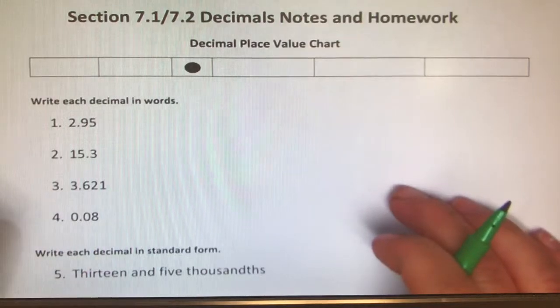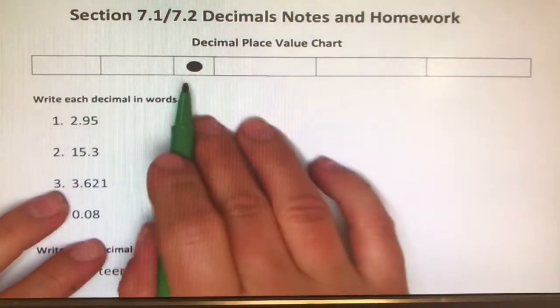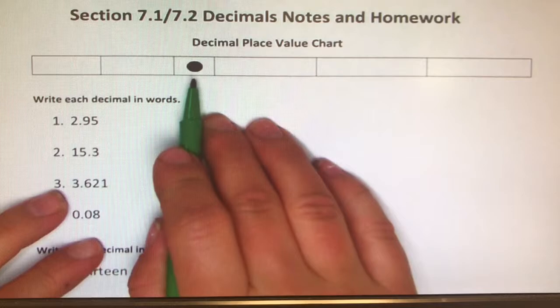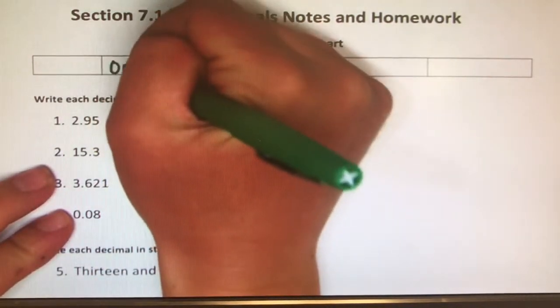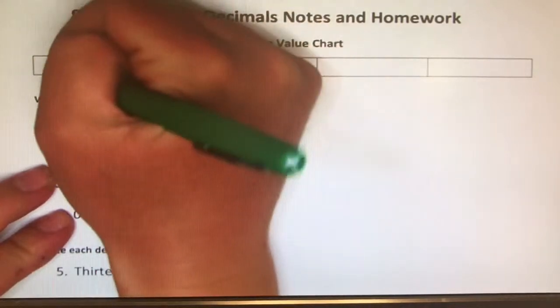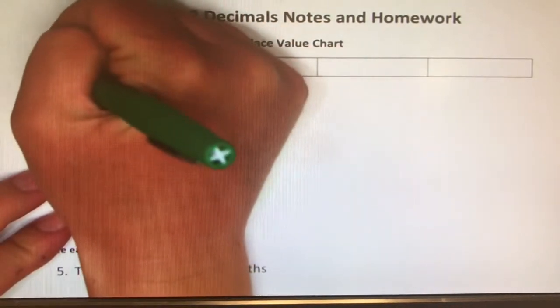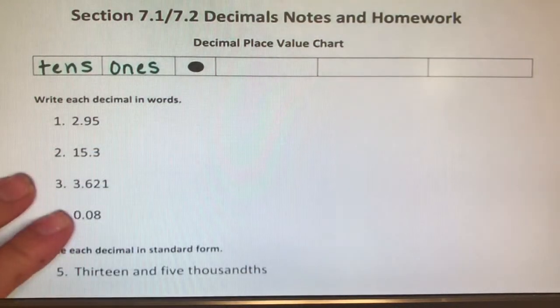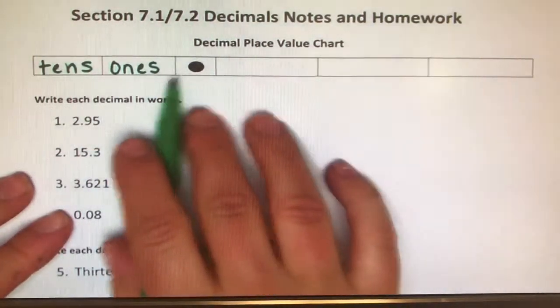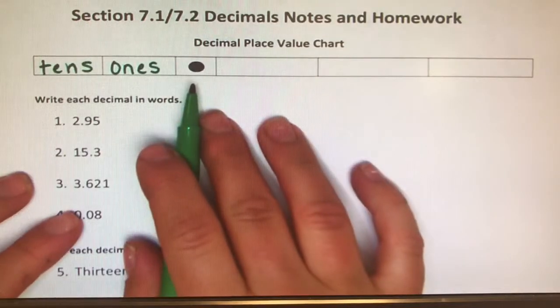So you've seen a regular place value chart with whole numbers, but let's talk about what happens when there's a decimal here. So before the decimal, this is what we call the ones place. And the one before the ones, if we're going to the left, is tens. And of course we know this continues on to the left, but that's all we're going to need for today. So tens, ones, and then we get to the decimal point.